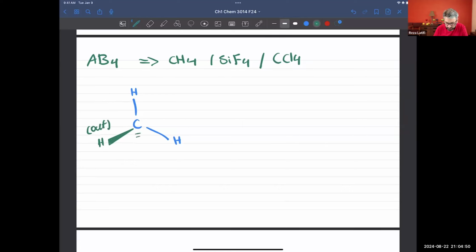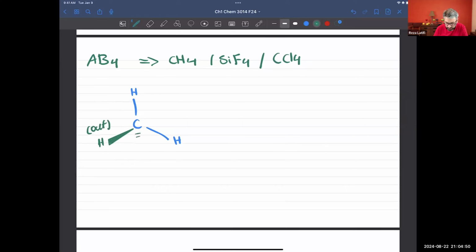Okay, so I'm going to erase the line, and I will copy paste this one on the right side. So we have a pyramid, and that's the reason we call it tetrahedron. Let's assign sigma plus lone pair. We have four sigma bonds, so I'm going to say four sigma plus zero lone pair.